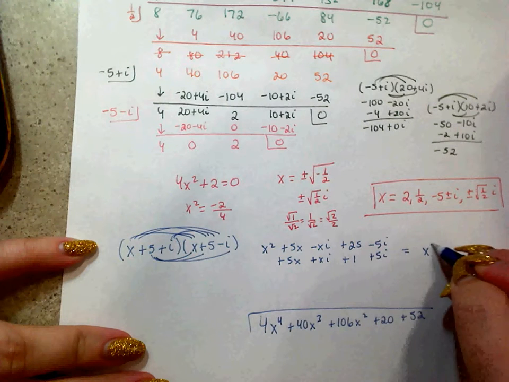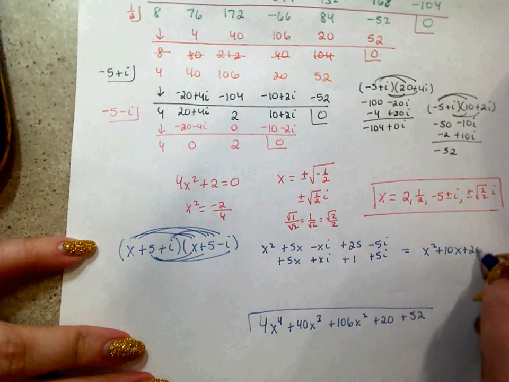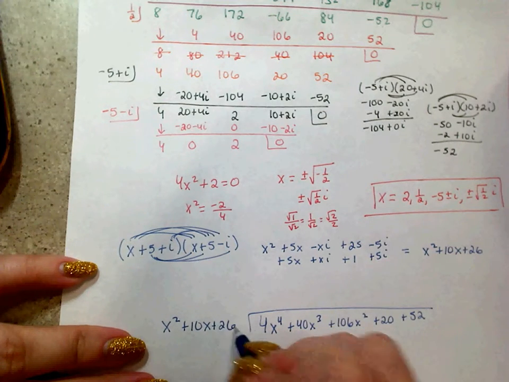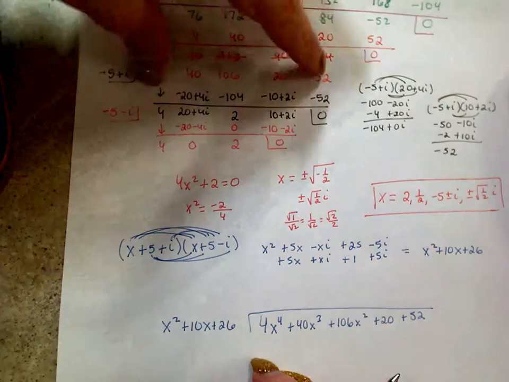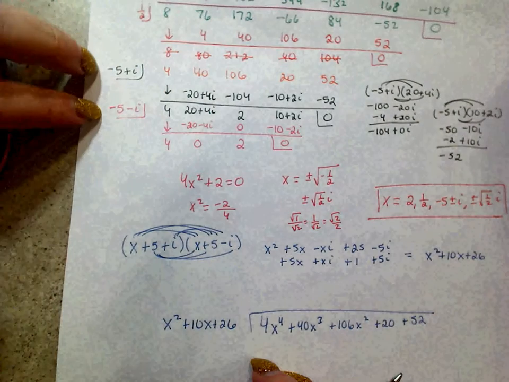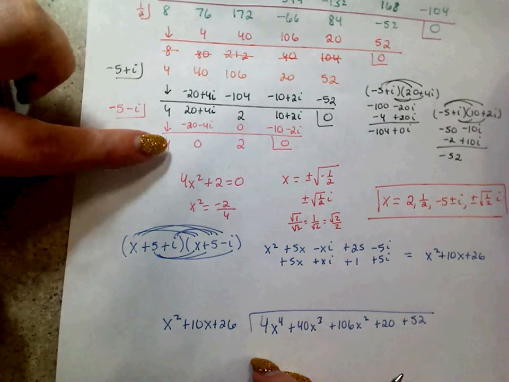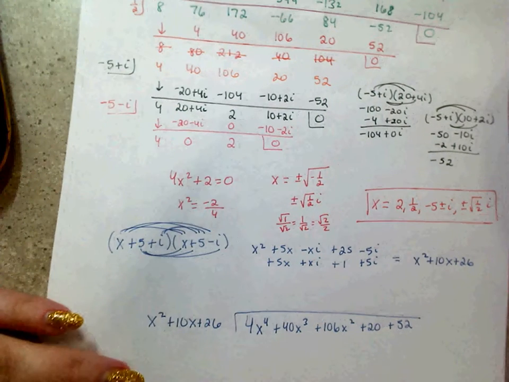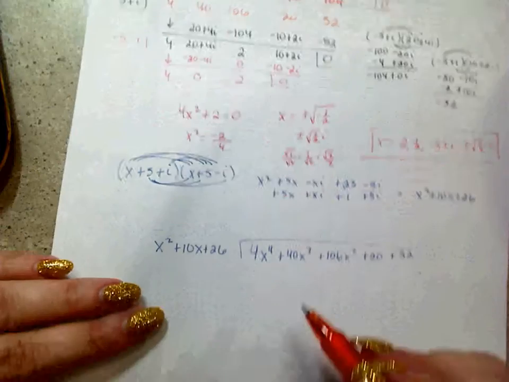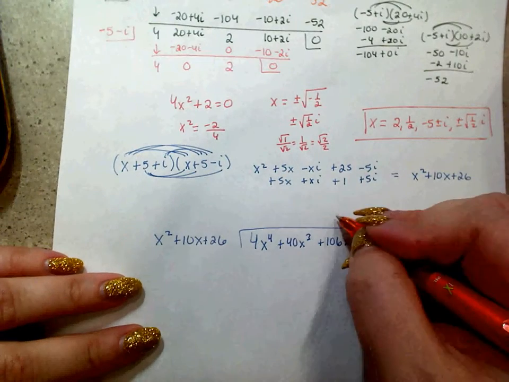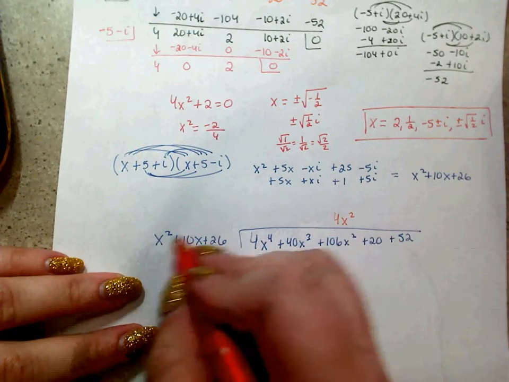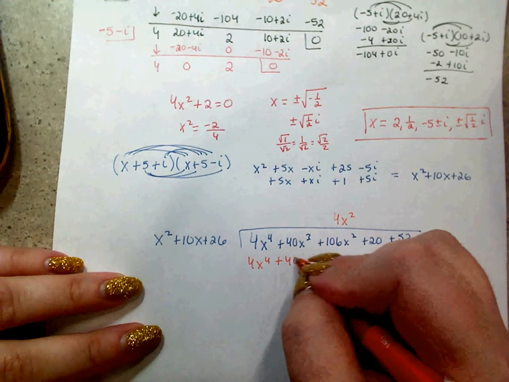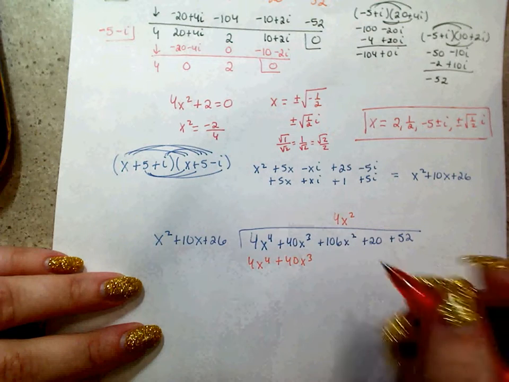So if we divide this quartic by these 2 at the same time, then we should end up with this quadratic. So let's test it. What do I need to multiply x squared by to get 4x to the 4th? And that is a 4x squared. So 4x squared times x squared is 4x to the 4th. 4x squared times 10x is a 40x cubed. 4x squared times 26 is, let's see, 80 plus 24, so 104.